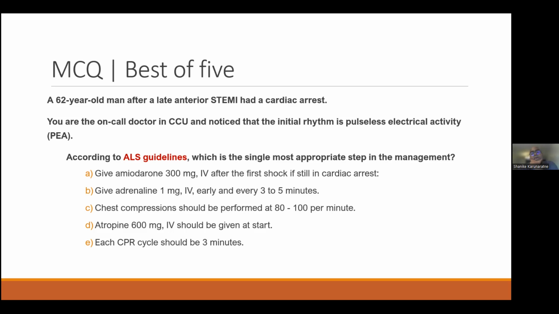Atropine 600 micrograms IV should be given at the start. I mean, it's quite common, isn't it? When it really comes to resuscitation, sometimes we see that atropine has already been given. But it's not right. It's not in the ALS arrest guidelines. In bradycardia, yes, you can give atropine, but not in pulseless electrical activity.